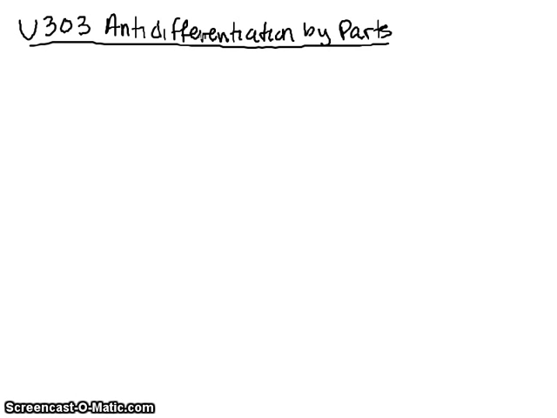Okay, in this video we're going to talk about Unit 3, Objective 3, antidifferentiation by parts. We're going to use antidifferentiation by parts to get rid of our product rule in antiderivatives and integrals. Our rule is, if we have the antiderivative of some function u times some function dv, that's going to be equal to u times v minus the antiderivative of v du.